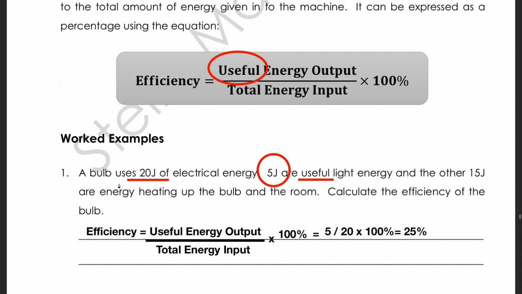So this light bulb is 25% efficient because only 25% of all of the energy going into it is coming out as energy that we need. The rest of the 75% is being sort of wasted to forms of energy that we have no use for. Let's move on to question 2 on page 43.